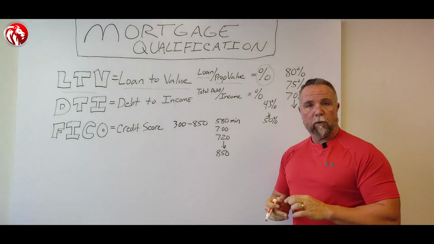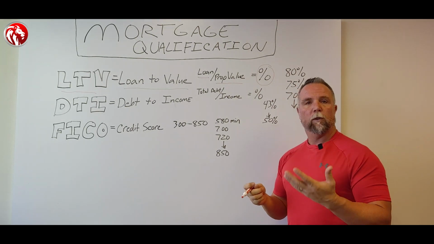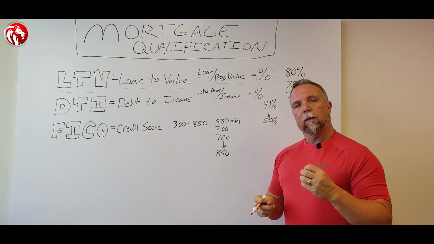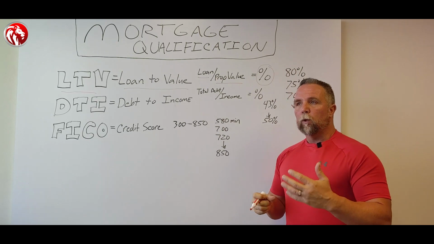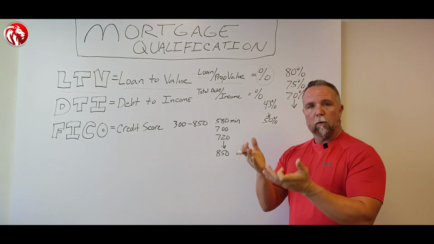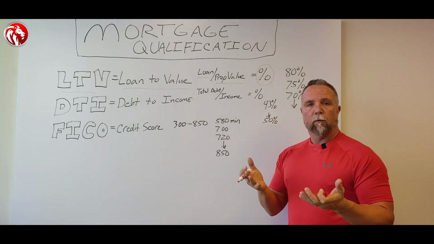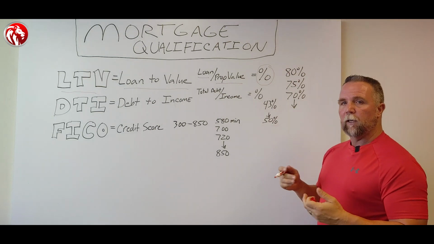And the lower the percentage, that's less risk for the lender. If someone were to go into foreclosure and a lender had to sell that property, would they be able to cover that mortgage, that debt on it? So the lower the loan to value, the LTV number, that's less risk for the lender. So we want a low LTV number.